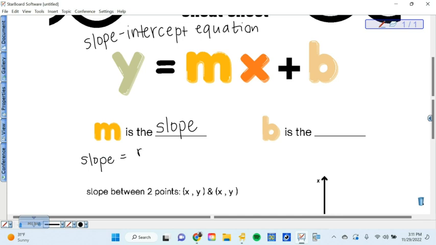What's another way I can say rise over run? Yeah, change in y over change in x. Good. Change in y over change in x. And what else do we call slope?